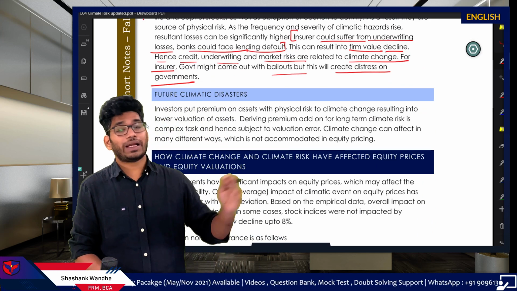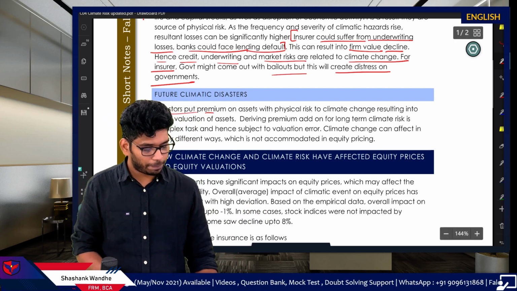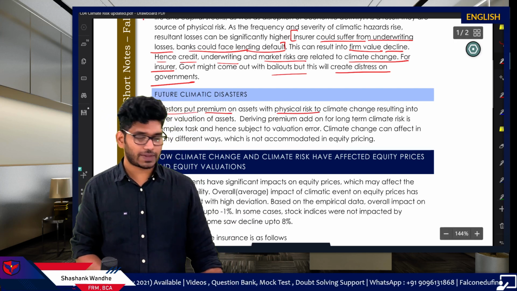Then the future climatic disaster. Future, as in what will happen in the future, right? Investors put a premium on the assets with physical risk.